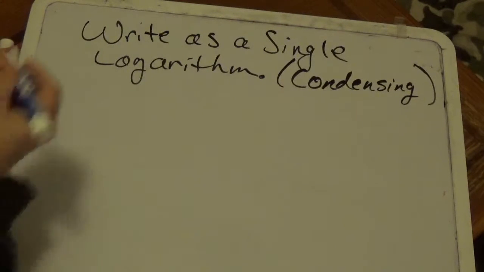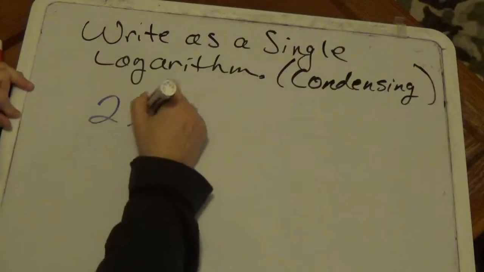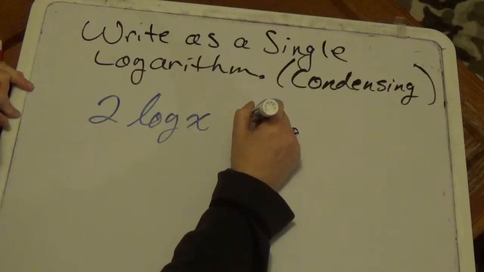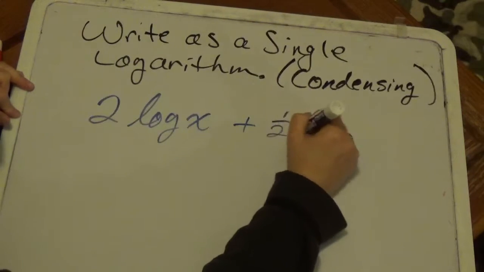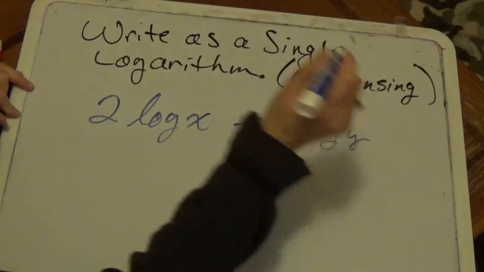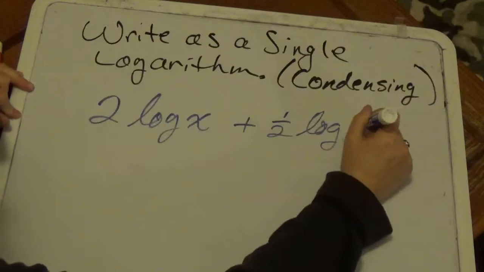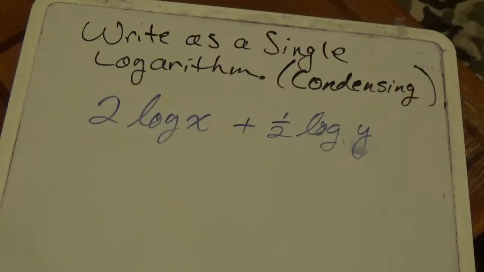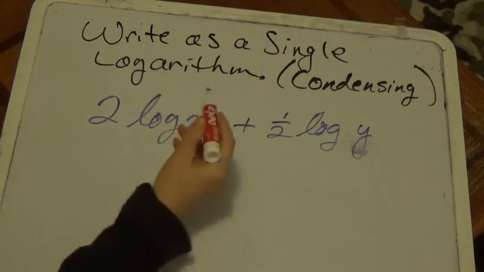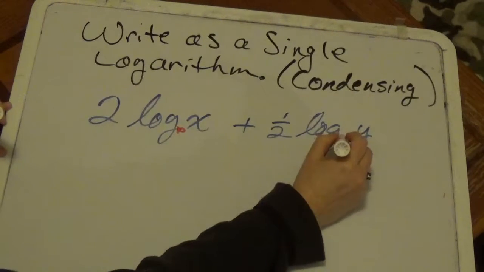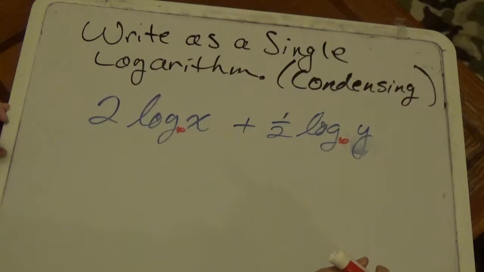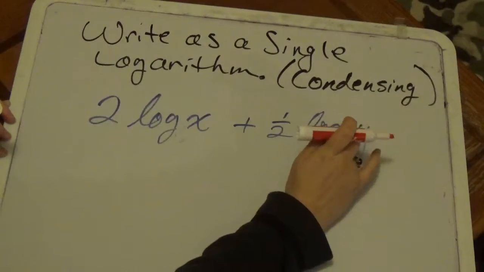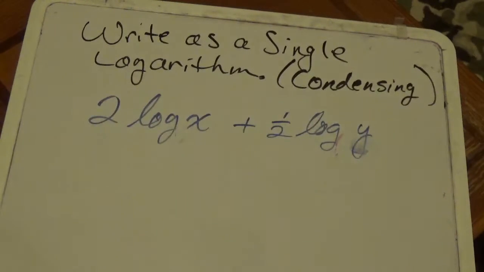So let's start simple. Let's say that you have 2 log of x plus 1/2 log of y. So this is the common log because there's no base actually written in. So what's actually happening is the base is understood to be a 10. But it wasn't initially written, so we're not going to write it in. We're just going to get used to knowing that if it's not written there, it's understood to be 10.